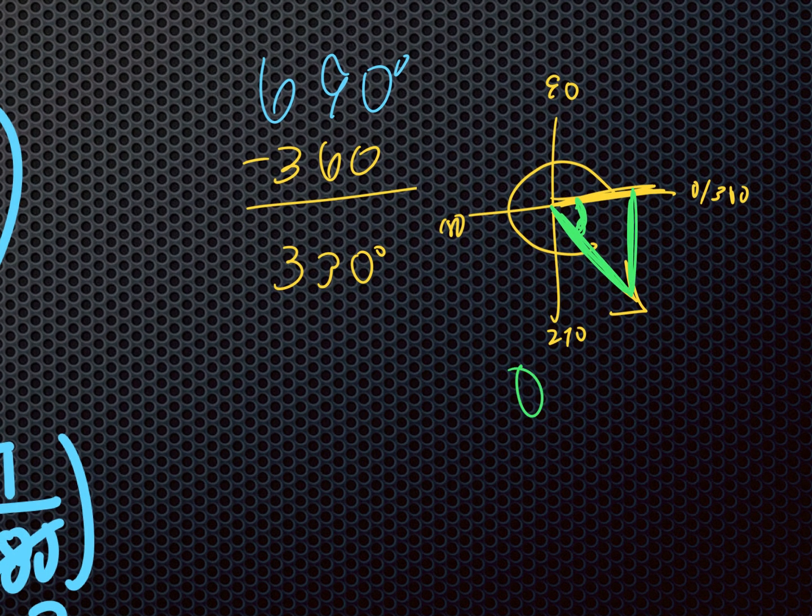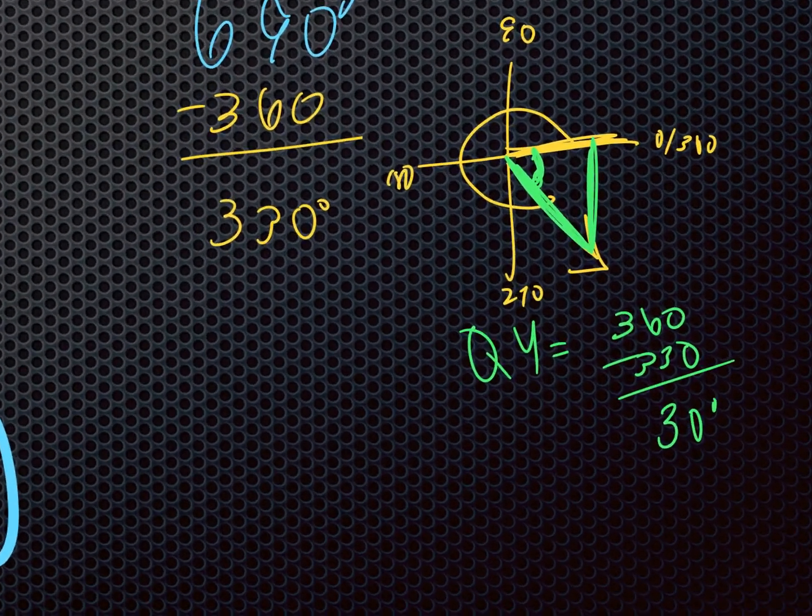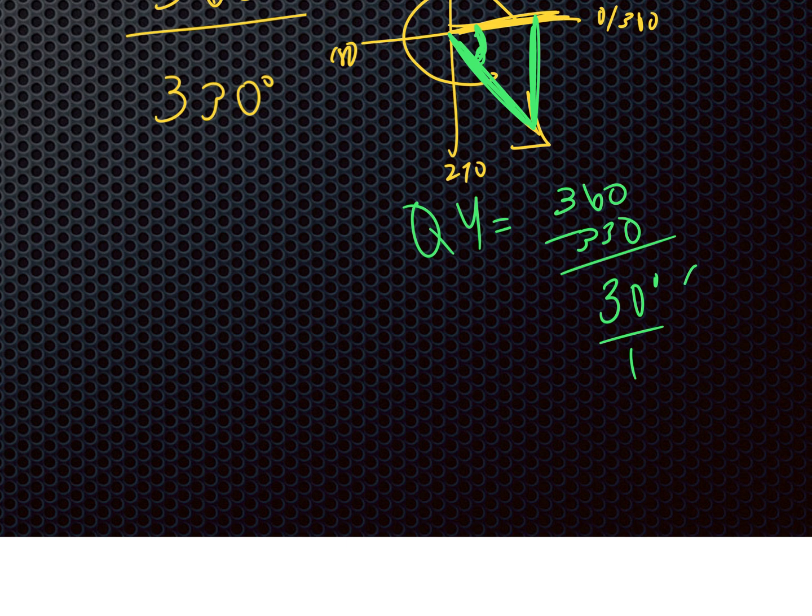We happen to be in the 4th quadrant, so quadrant 4's rule is 360 minus 330, which gives me 30 degrees. But again, guys, check. You started off in radians, so our answer needs to be in radians. So let's go ahead and convert.